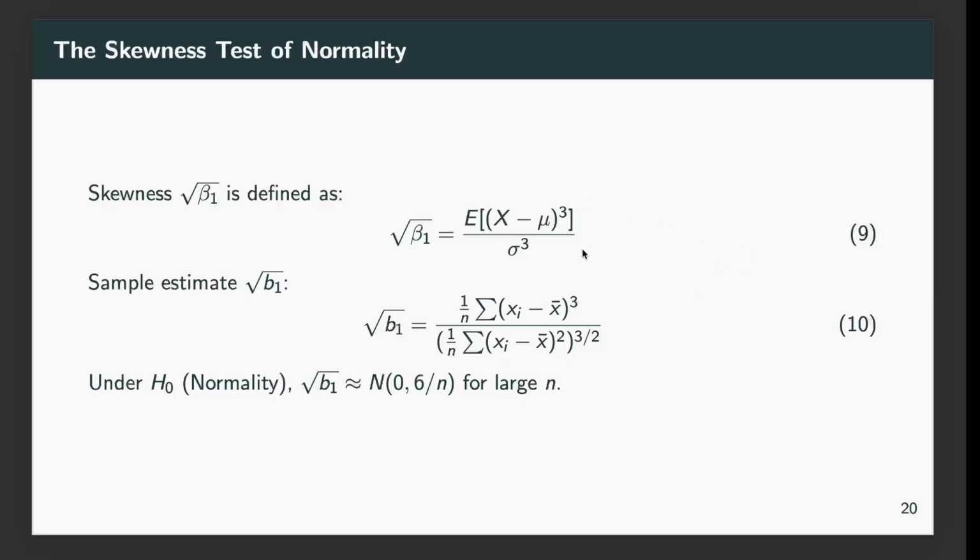As you can see here, equation 9, the population skewness is defined as the third standardized central moment, which is the expected value of (X minus mu) cubed, divided by sigma cubed. The parameter here is the square root of beta 1, and we know the normal distribution should have a skewness of 0. So if the data is normal, then the sample skewness should be close to 0.